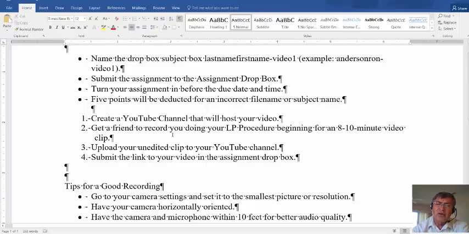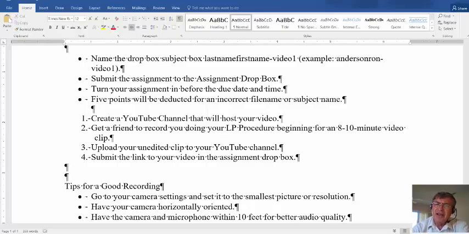Get a friend to record you during your lesson plan procedure, beginning for an 8 to 10 minute video clip. So do the first 8 to 10 minutes of your lesson, whatever you're going to do with the kids. It might be good to have a whiteboard, a chalkboard. You might have, what do they call it? You have these large paper, big paper tablet, and you can write on it like you would a chalkboard.